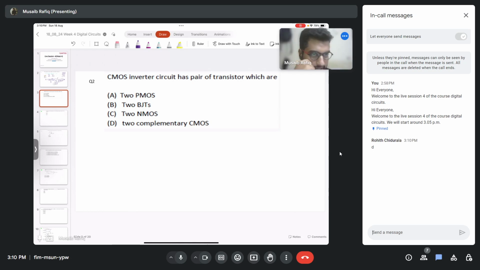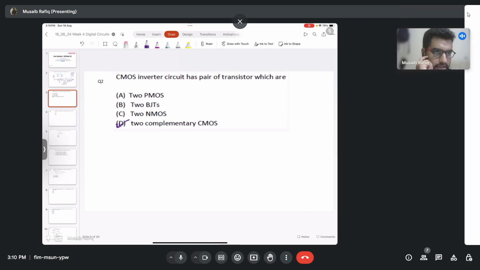Yeah, finally, I finally have an answer. Yeah, Rohit, it's right. Option D is the correct answer. So let me just elaborate on the CMOS inverter part.